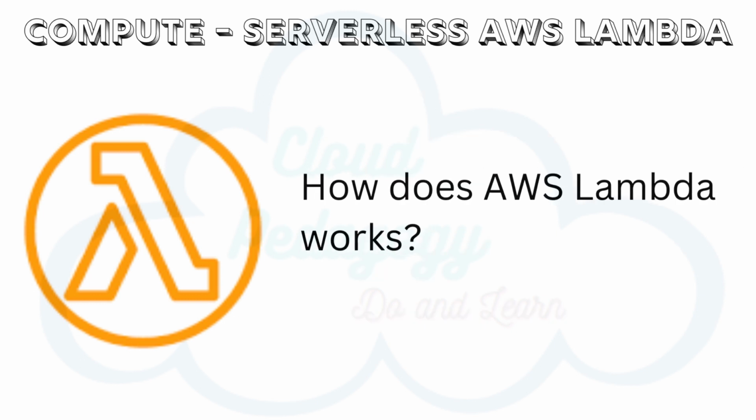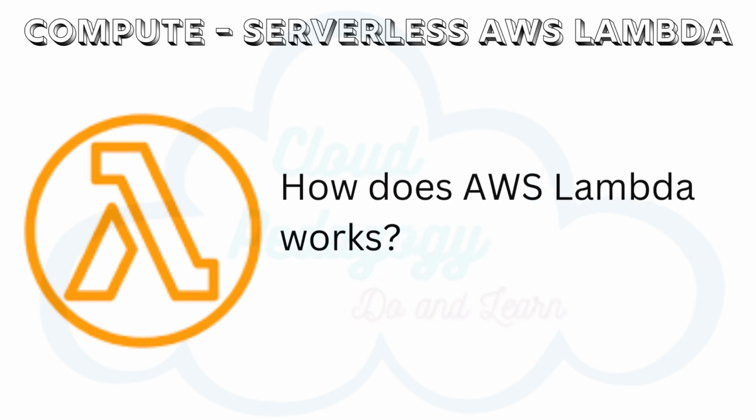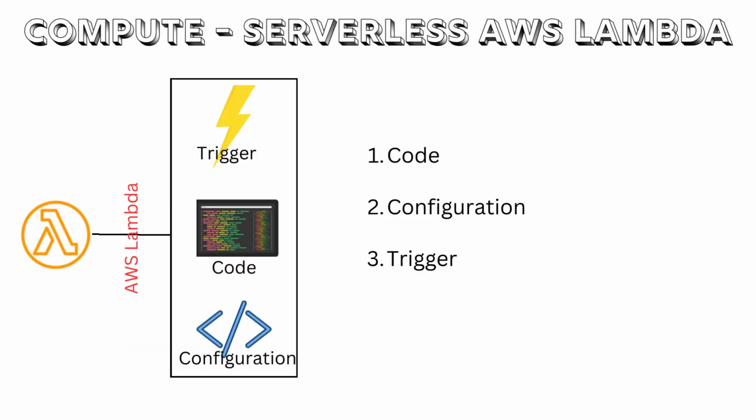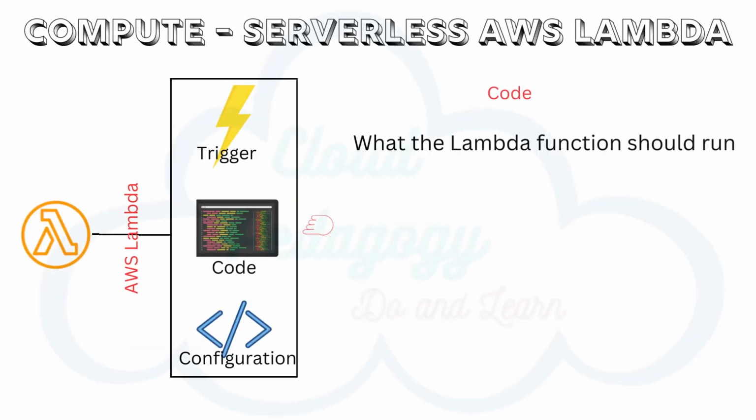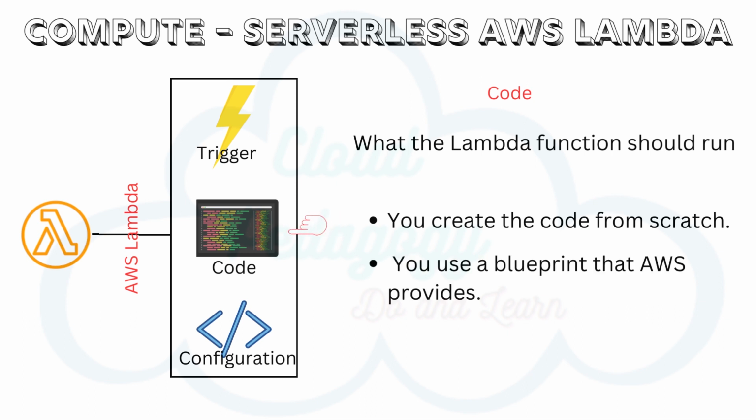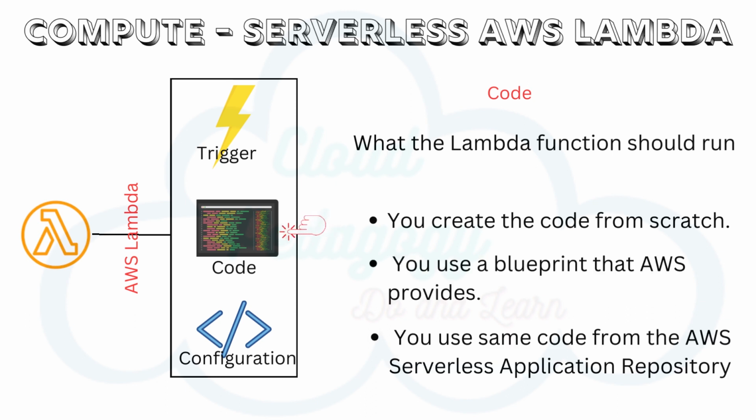How does Lambda actually work? There are three primary components of a Lambda function: the code, configuration, and trigger. The code is source code that describes what the Lambda function should run. This code can be authored in three ways. You can create the code from scratch. You can use a blueprint that AWS provides. And finally, you can use sample code from the AWS Serverless Application Repository, a resource that contains sample applications such as Hello World code, image resizing code, video coding, and many more.